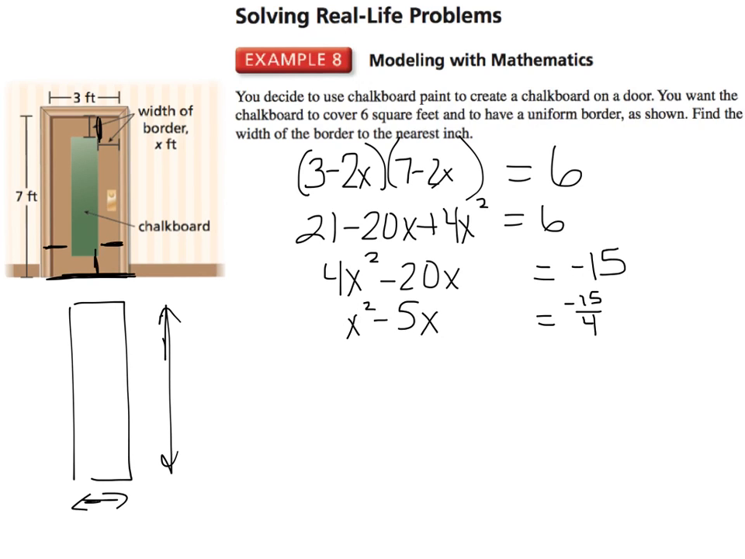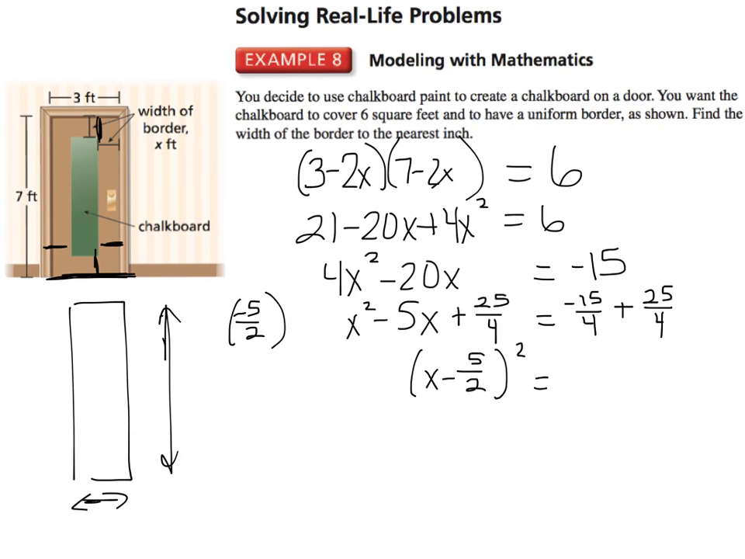You have fractions to deal with. I now have to take half of negative 5. Half of negative 5 is negative 5 halves, and I square that. I get 25 fourths, which means I have to add 25 fourths to the right side as well. If I complete the square, which I just did, and simplify, that gives me x minus 5 halves squared equals, well, 25 fourths minus 15 fourths is 10 fourths.